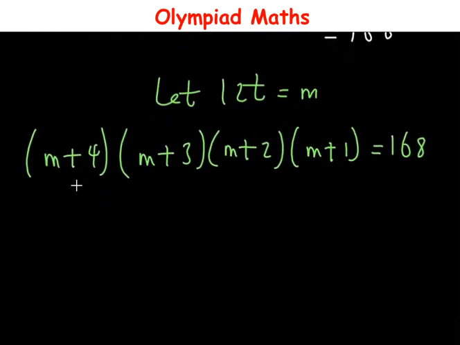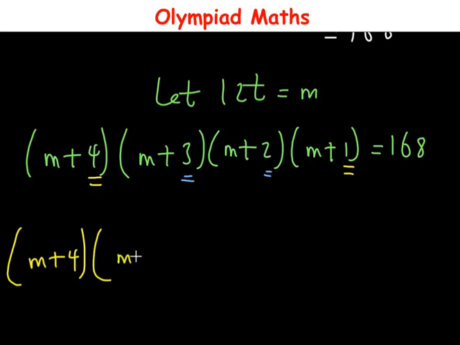From here, you will notice that in this equation, if you do 4 plus 1, you will get 5. Same thing here also, 3 plus 2 is equal to 5. So we'll bring m plus 4 and m plus 1 together, and m plus 3 and m plus 2 together, so that we have (m + 4) multiplied by (m + 1), then (m + 3) multiplied by (m + 2).